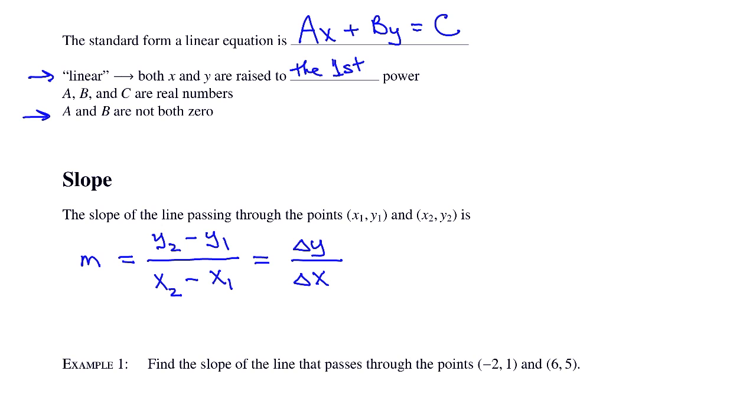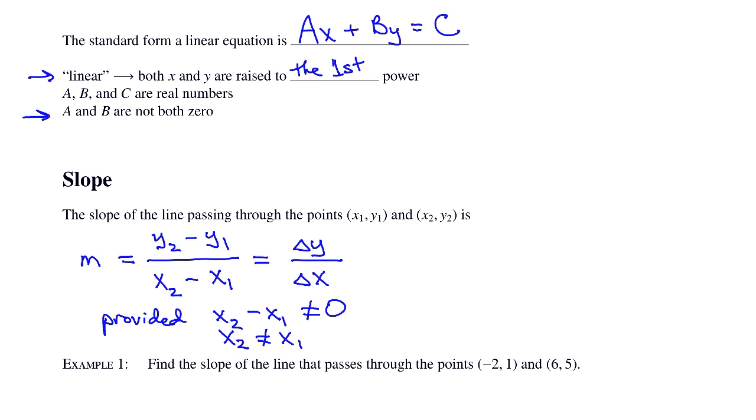Now this formula for slope works provided the denominator x2 minus x1 is not equal to 0. This is because you cannot divide by 0, and so we say that lines have slope when x2 minus x1 is not equal to 0. That is equivalent to saying that x2 is not equal to x1. So as long as the two x values are different, we can compute the slope.